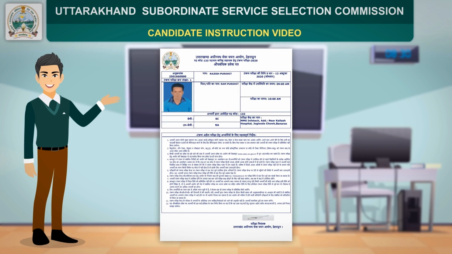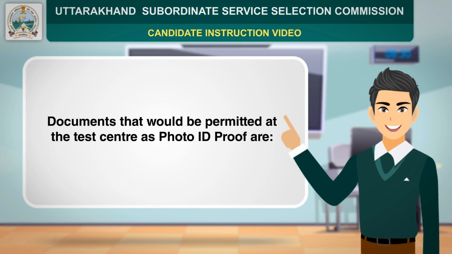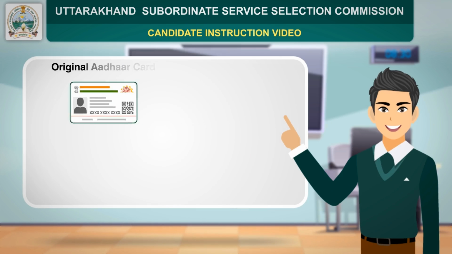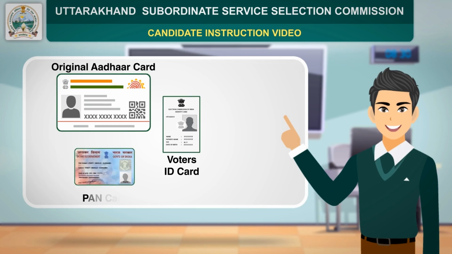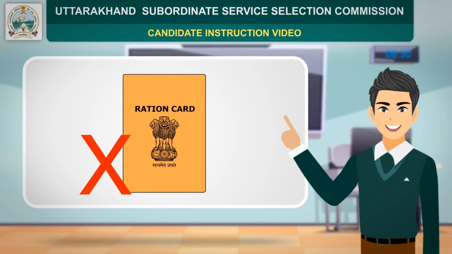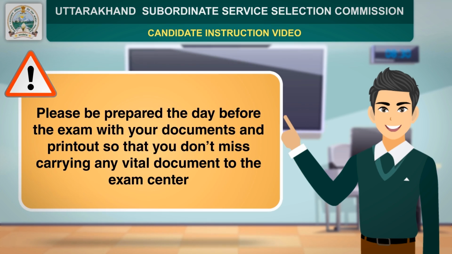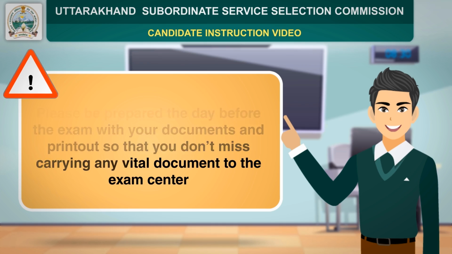You will need to carry the original photo ID as mentioned in your admit card. Documents that would be permitted at the test center as photo ID proof are original admit card, voter ID card, PAN card or passport. Please note, ration card will not be accepted as a valid ID proof. Please be prepared the day before the exam with your documents and printout so that you don't miss carrying any vital document to the exam center.